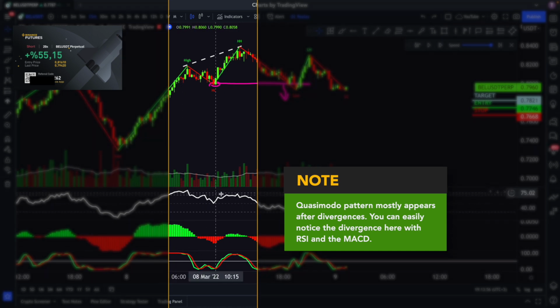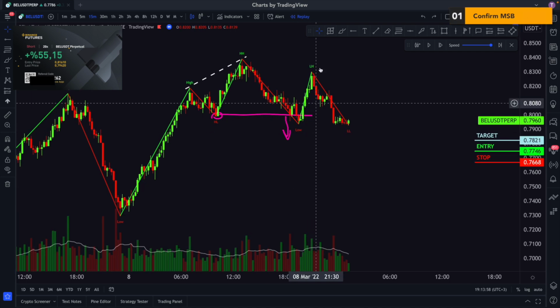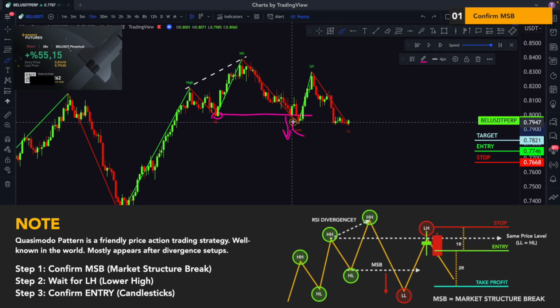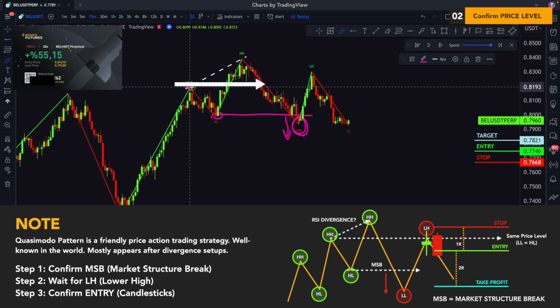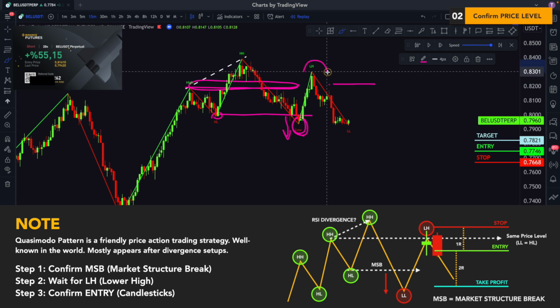In step 1, I confirmed the market structure break, breaking this higher low and making a new low. By now, you should understand and identify the MSB so easily, very obvious in all the charts. In step 2, I'm waiting for a lower high, which should have a similar price level with the left shoulder here. This is a great price level to set your alarms because I know that there will be a reaction here. Step 3. The hardest part is actually entries.